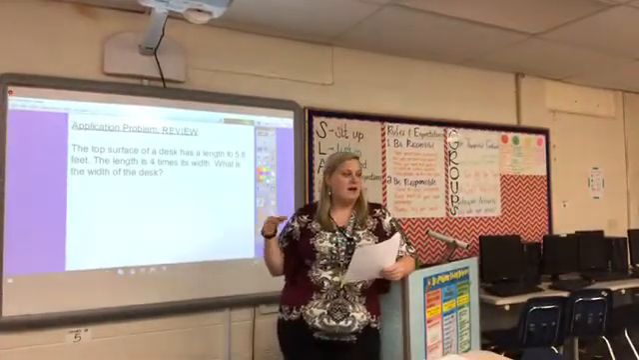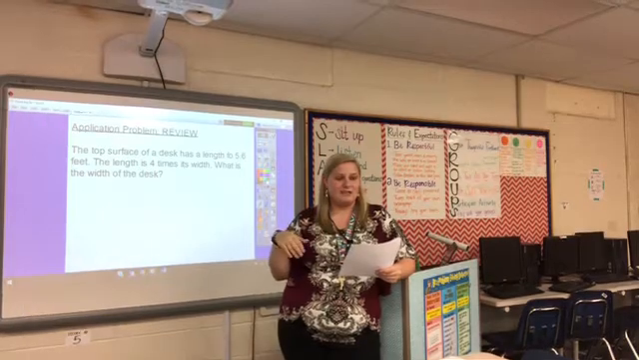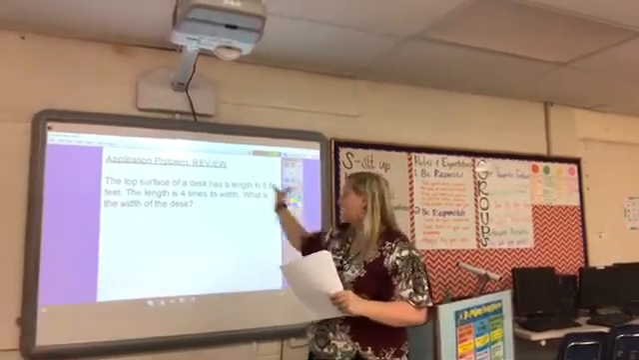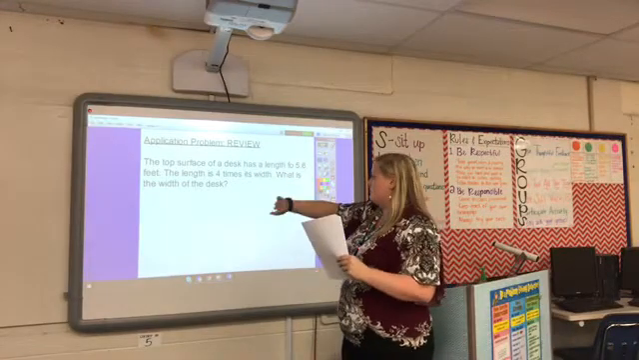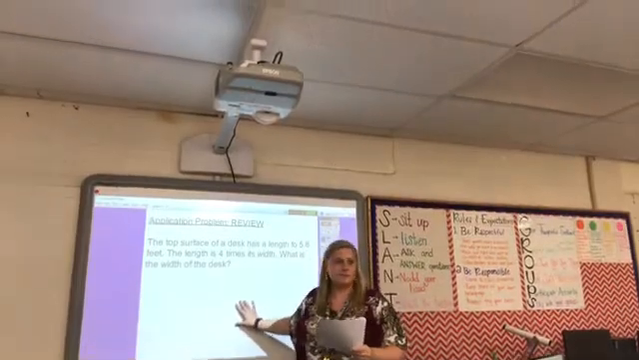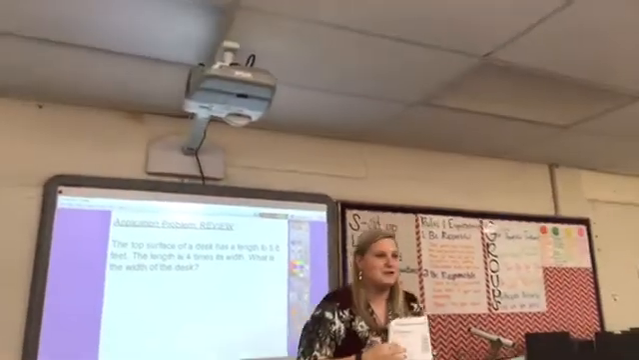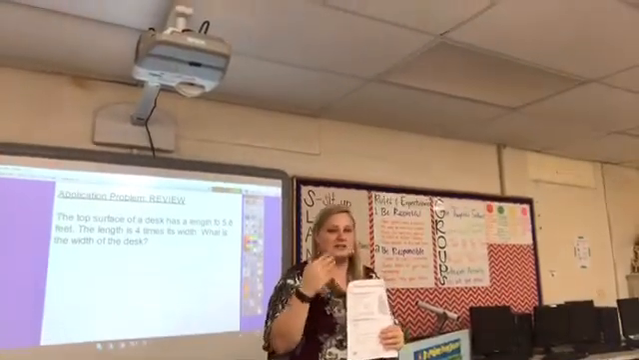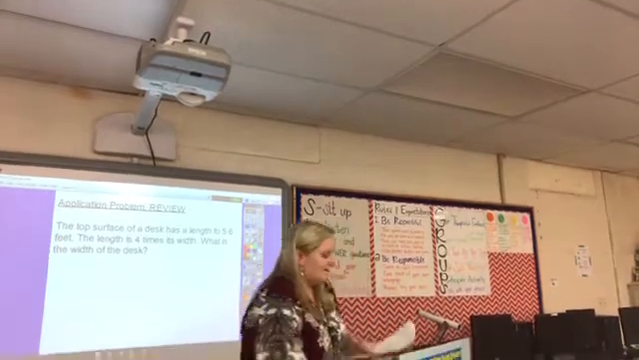module 1. Okay. So this is the top surface of a desk has the length of 5.6 feet. Okay. So all I'm doing is I just write application problem review, and then I write whatever the application problem is, and we work it out together on here. Okay. So as you can see, it tells you kind of how to do it. So it doesn't just leave you stranded with the new concept. It gives you examples on how to do it.